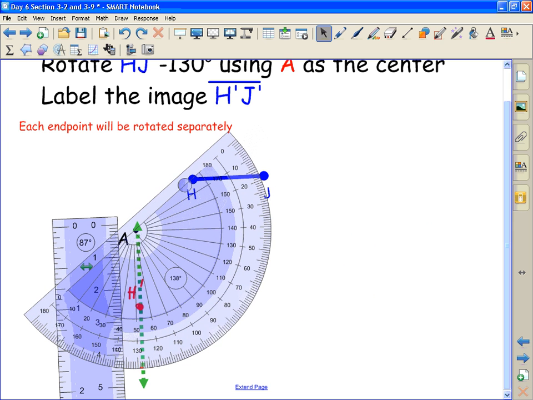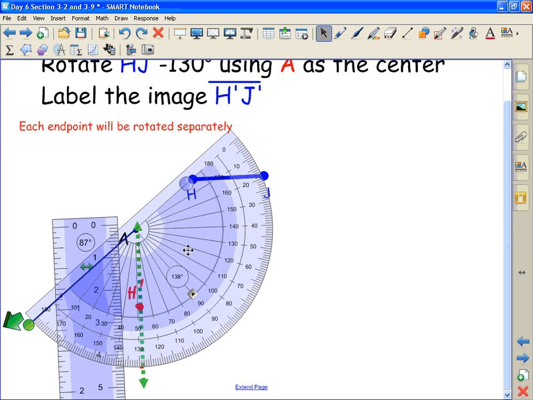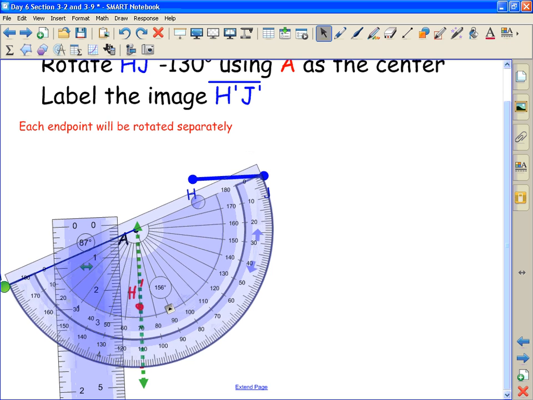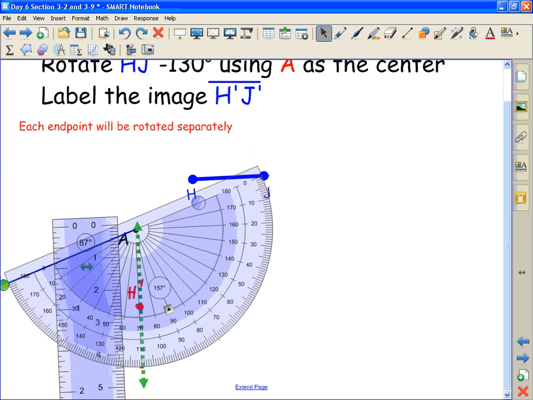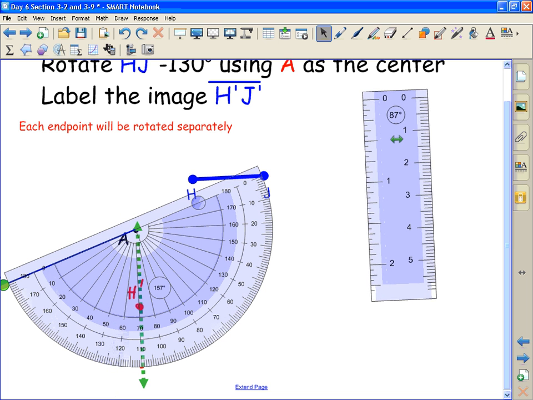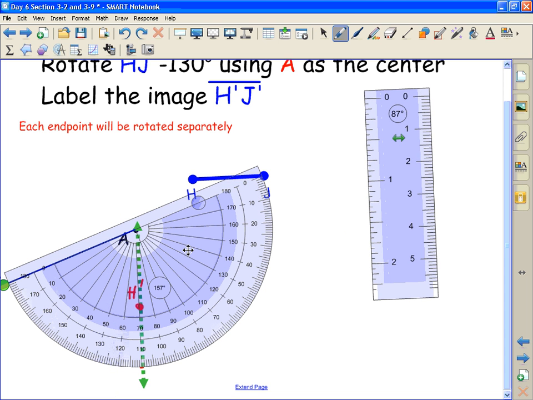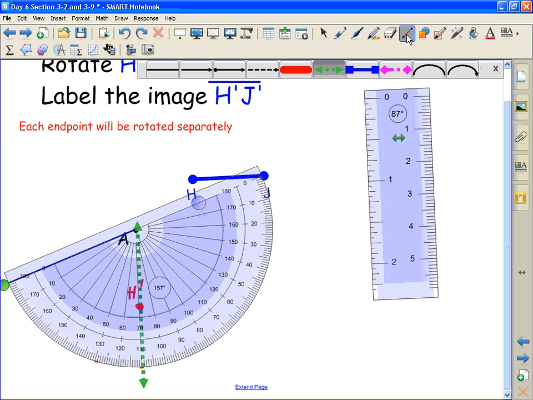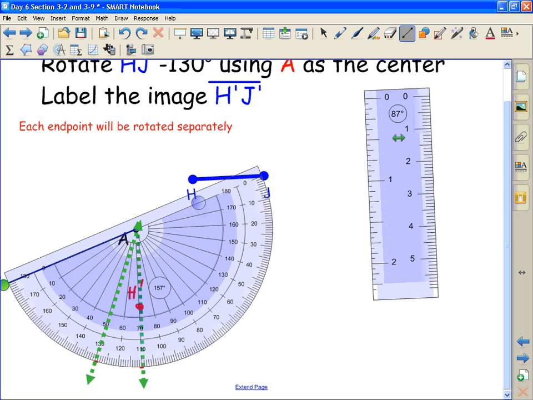Do the same thing, but now I'm going to do it with point J. Protractor again over top of A. Turn my protractor so that 0, 180 goes through J. Going to find 130 degrees. When I get there, make a line. You should then, by paper, take your protractor, draw a line. I'm going to make another dotted line here. Green dotted line. I know that J now has to be somewhere on that line.